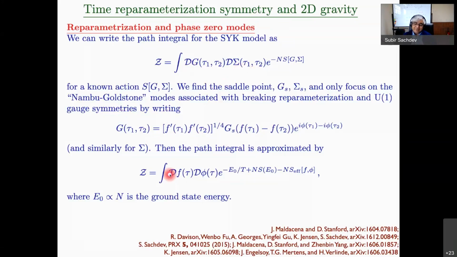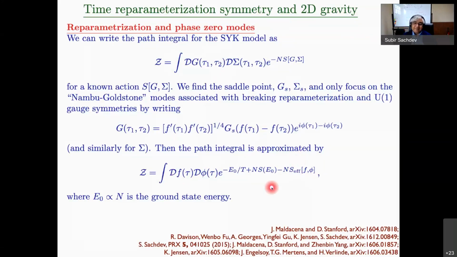Now there's another field phi, which I'm just ignoring. That has to do with the charge fluctuation, and there's also an emergent gauge symmetry, but just ignore it for the purpose of this discussion. So you can map this theory from the original theory in terms of the Green's function of the electrons to a new theory in terms of the reparameterization of time itself. And there's some effective action for this time reparameterization, this S effective.